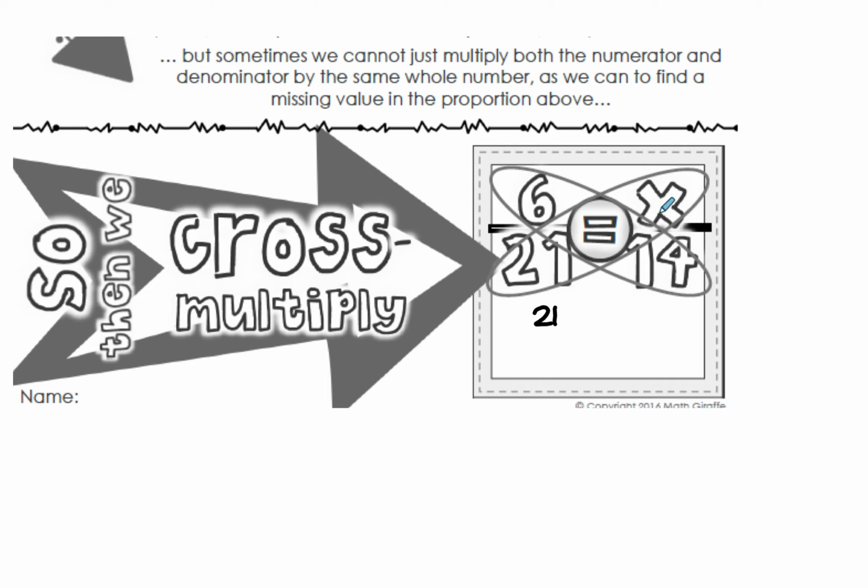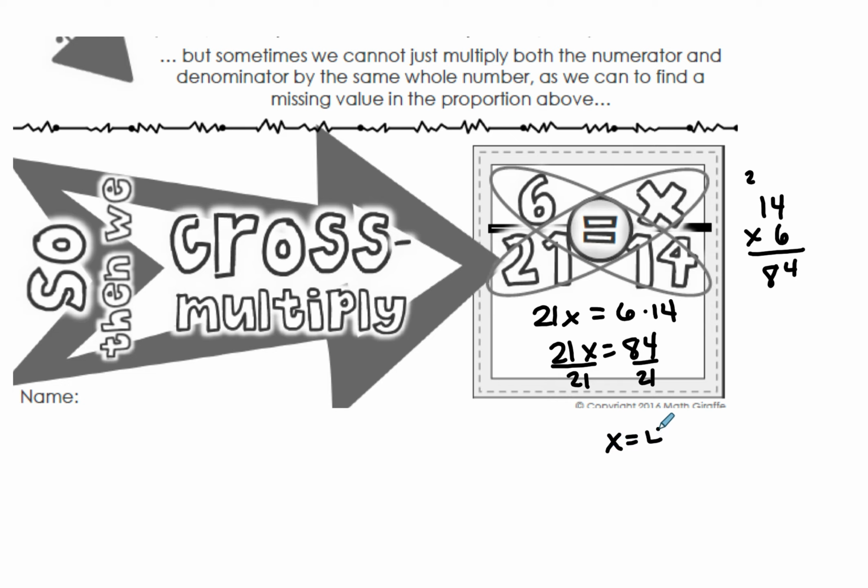So for example here, 21 times x is 21x. And then I would do 6 times 14 on the other side. Because they're proportional, those cross products are going to be equal. Now I don't know 6 times 14 off the top of my head, so I'm going to do that work off to the side. 4 times 6 is 24. 6 times 1 is 6 plus 2 is 8. So now I have 21x equals 84. Then I need to divide both sides by 21, and I'm going to get x equals 4. 21 goes into 84 4 times exactly.